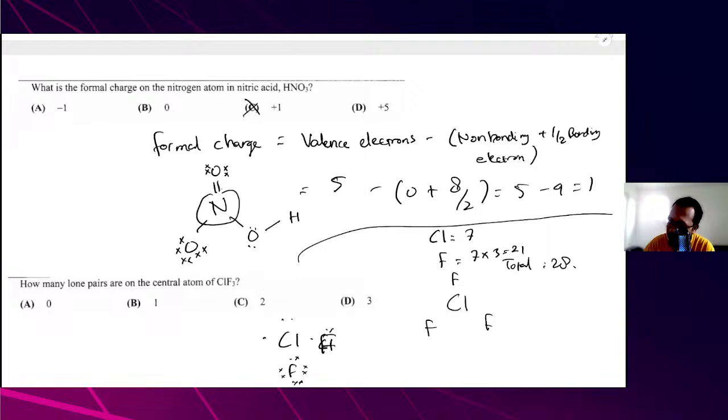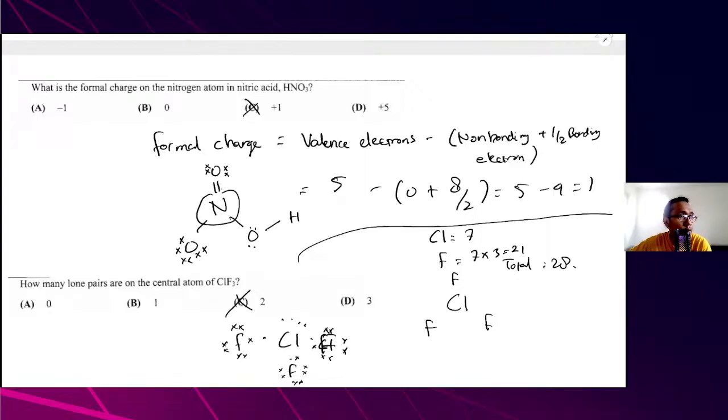So this is the thing that we need to consider. We need to rethink where the best place is for each F. Now we already removed 2 electrons from here and here, and then placed them over here. So it will be 2 lone pairs on the central atom. Just remember, this is the lone pairs.